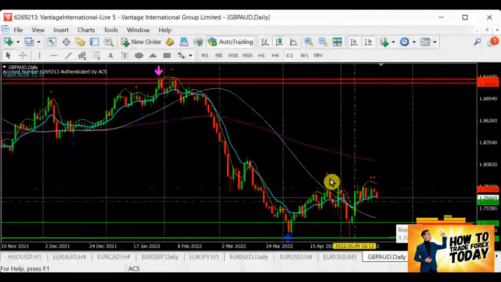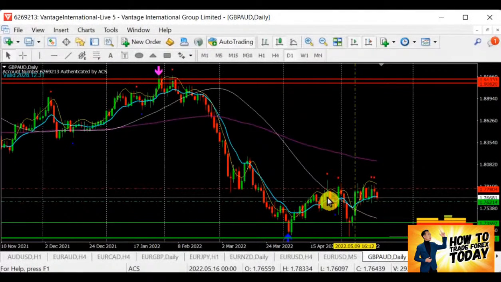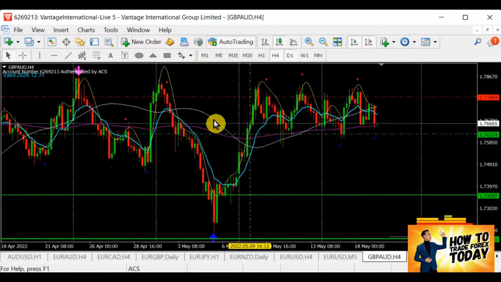Okay, so over here, I would say that in such a situation, Pound Aussie, we are still in the bear, so we can still continue the selling. However, is it good to sell? That's another issue. The support level here is so near.